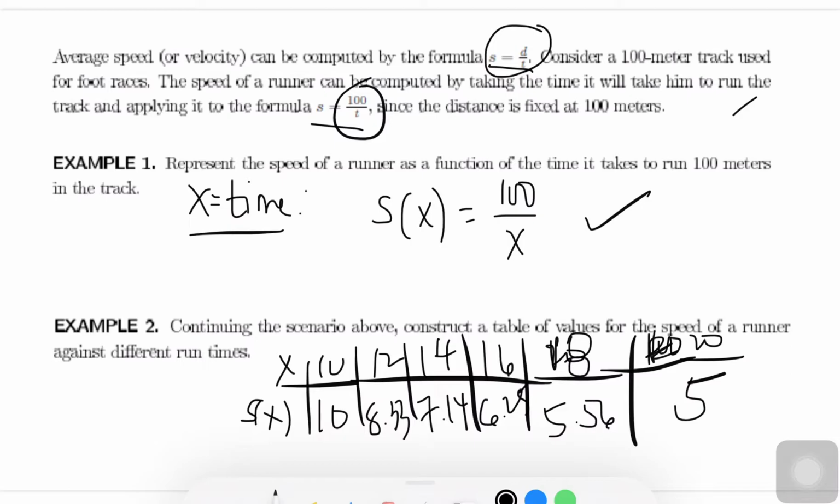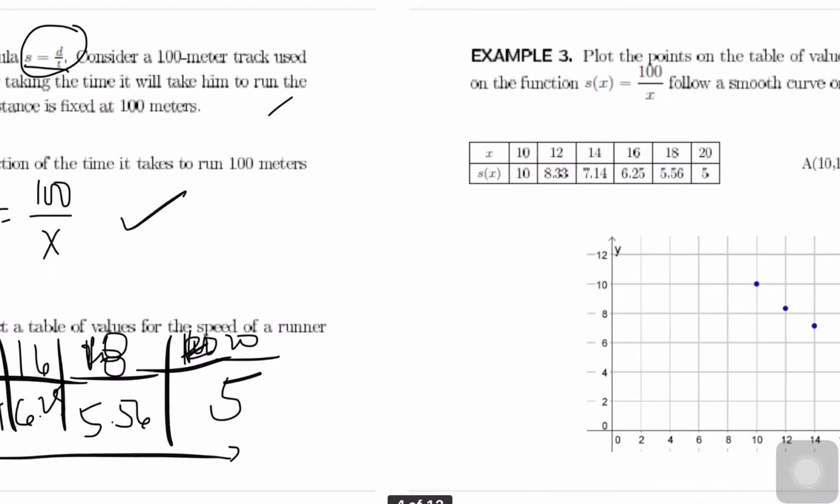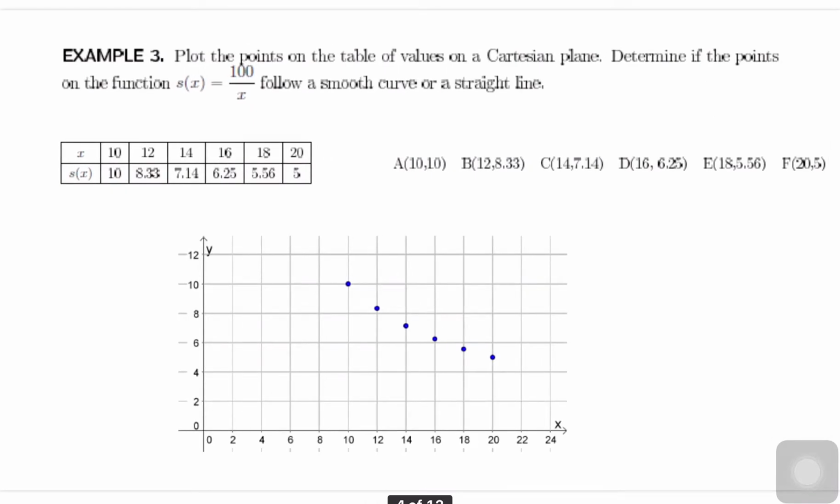If you notice, the values of your s of x are decreasing. So we can expect in the graph that it will go downward since it is decreasing. Using this table, we can now have our graph. So plot the graph on the xy plane. We label these as A, B, C, D, E, and F. If x is 10, remember this is our y, s of x. So we have A. If x is 12, our y is 8.33. If x is 14, our y is 7.14, and so on.